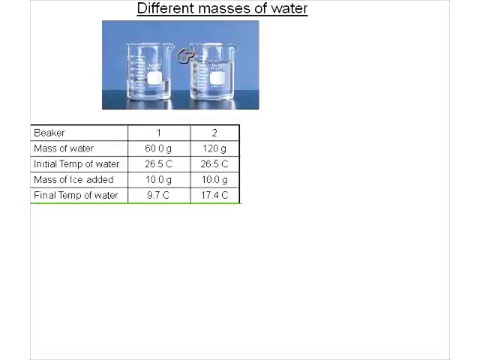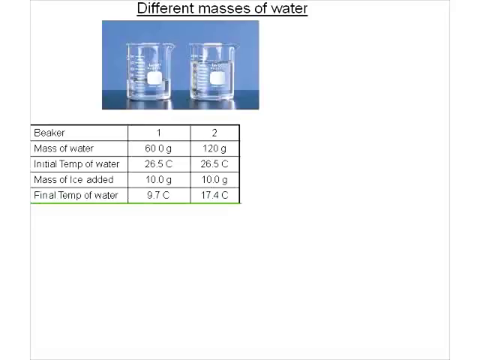In this case, we're doing an experiment where we have exactly the same type of substance, pure water, in both beakers. They're at the same initial temperature, and we're adding the same amount of ice. The only difference is this one has 60 grams of water, and this one has twice as much, 120 grams of water. What we do is we drop in equal amounts of ice and we watch the substance cool off. And as we watch it cool, we notice that the first beaker cools off to a greater degree than the second beaker. This is the initial temperature, that's the final temperature.